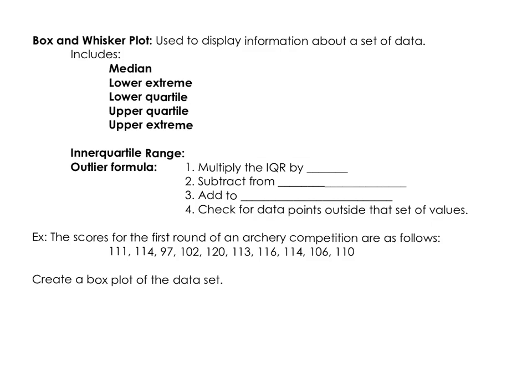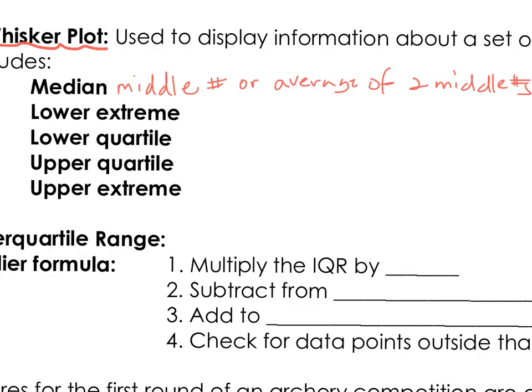The second half of 11.1 has us interpreting data in a different way. Let's start off by looking at what's called a box and whisker plot. A box and whisker plot is just a visual display used to show information about data. The 5 key features that we're going to be looking for are median, lower extreme, lower quartile, upper quartile, and upper extreme.